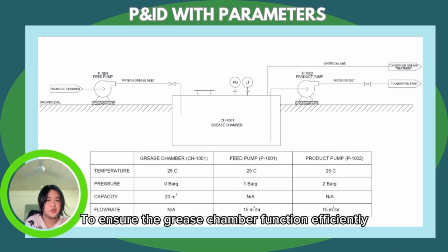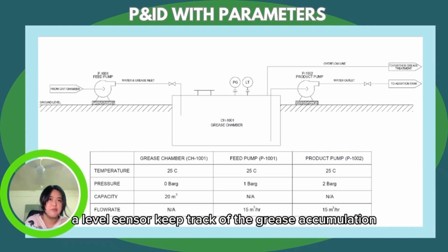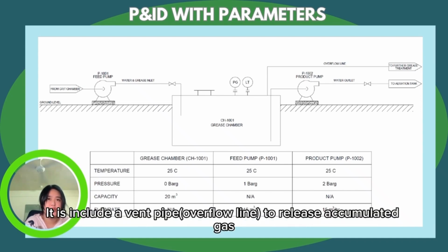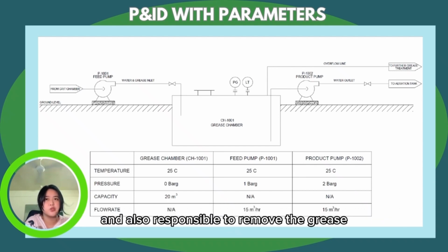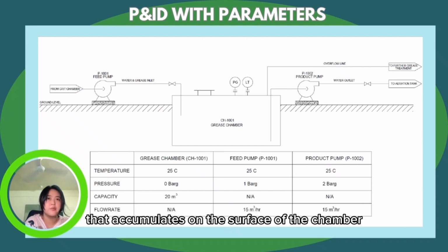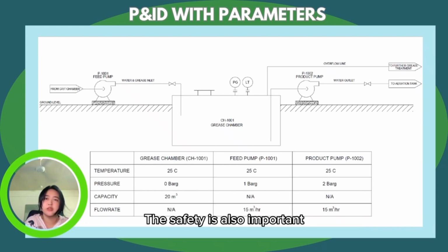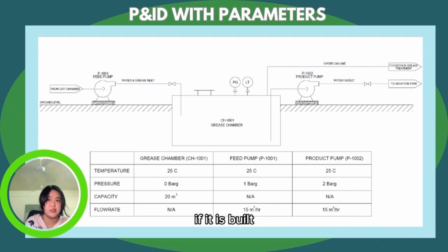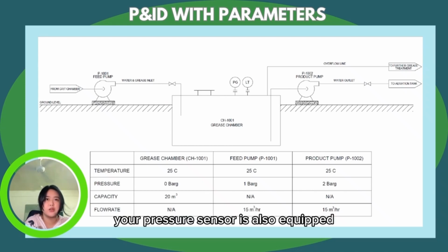To ensure the grease chamber functions efficiently, a level sensor keeps track of the grease accumulation, triggering the grease skimmer when it's needed. It does include a vent pipe to release accumulated gas, and the skimmer is responsible for removing the grease that accumulates on the surface of the chamber. Safety is also important, so this grease chamber has pressure relief safety valves to release excess pressure if it is spilled. The pressure sensor is also equipped to monitor operating conditions.